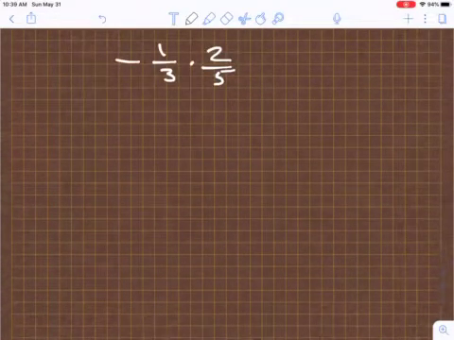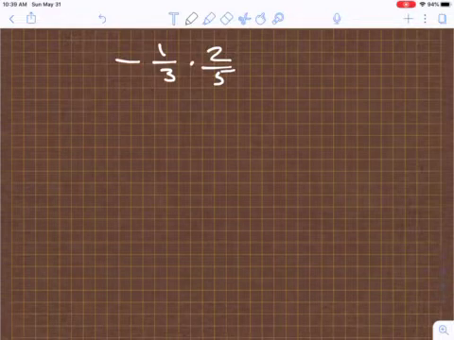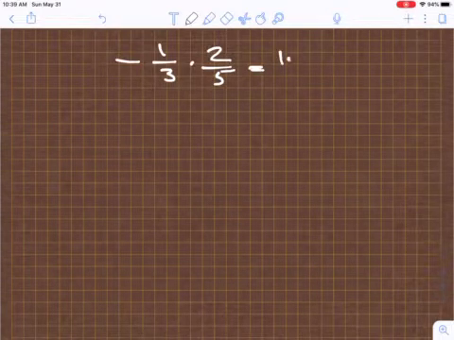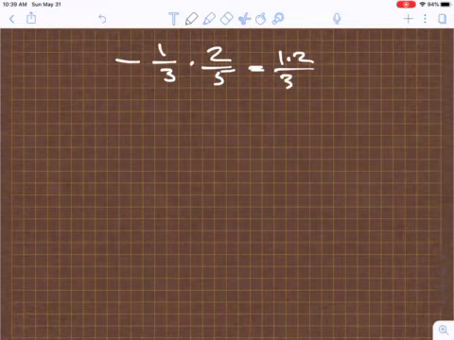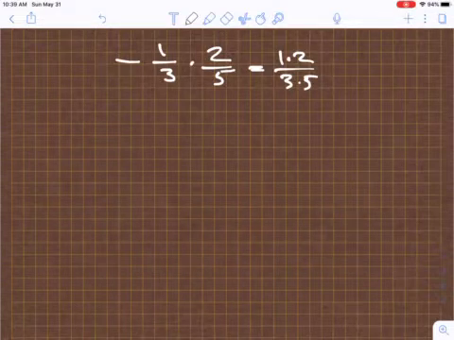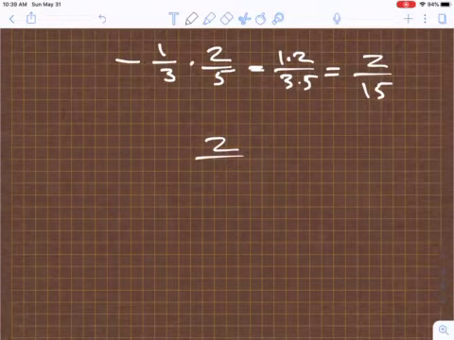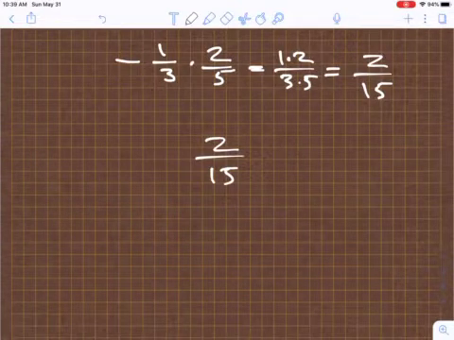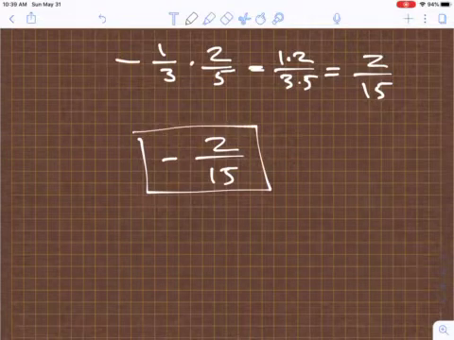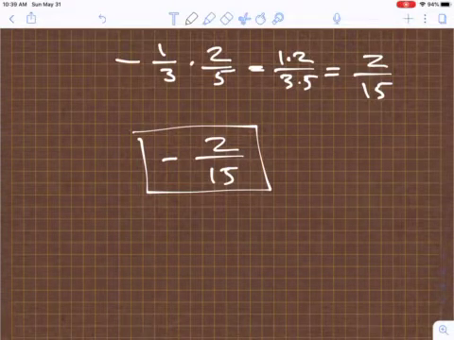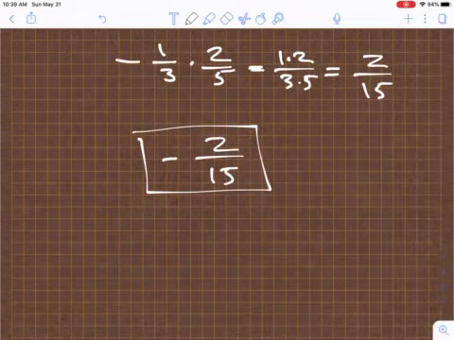All right. Negative 1/3 times 2/5. Same deal, guys. Do your 1 times 2 over 3 times 5. Ignore your signs for now. And you get 2/15. That is in simplest form. And then because you had a negative times a positive, that would give you a negative answer. So just remember your integer rules for your signs.